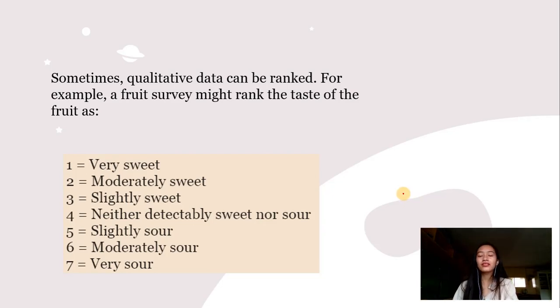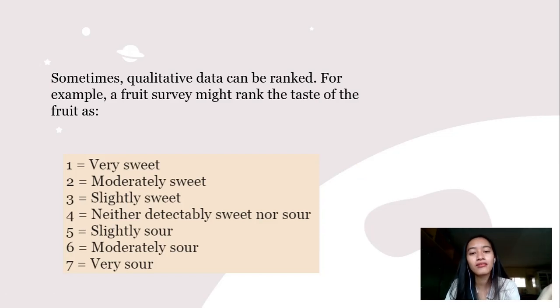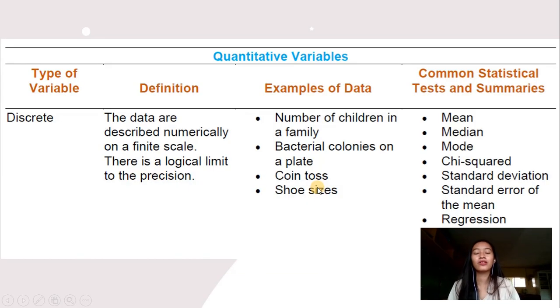Sometimes qualitative data can be ranked. For example, a fruit survey, where you survey your friends on how a certain fruit tastes to them. They can have this ranking as very sweet, moderately sweet, slightly sweet, neither detectably sweet nor sour, slightly sour, moderately sour, and very sour. So you can have this as their choices 1, 2, 3, 4, 5, 6, and 7. But these are not numbers because these are just referred to as this equivalence. Not really numbers with quantity.